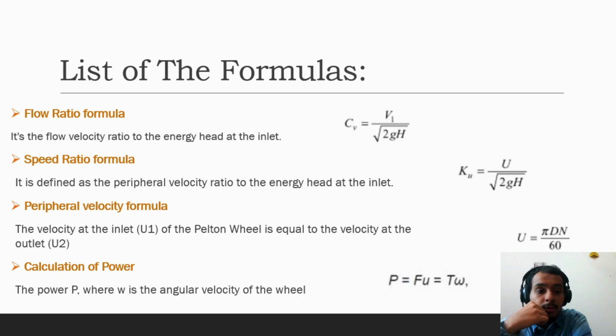And the second one, the peripheral velocity: the velocity at the inlet U1 of the Pelton wheel is equal to the velocity at the outlet U2. The calculation of power: the power P, as you can see from the equation of the formula, is P and the angle velocity of the wheel.